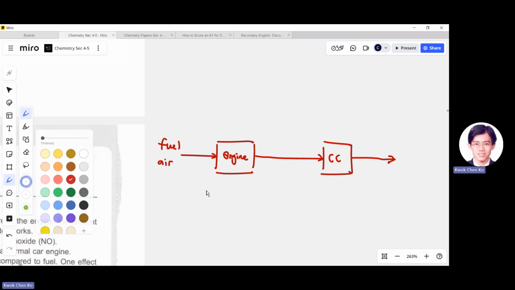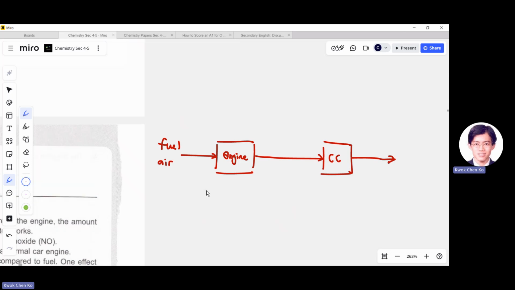Then the thing is this, whatever happens here may be different from whatever happens there. I mean, normally questions are not so specific, but sometimes it can be. So I want you to be very clear. Are you talking about the engine or the catalytic converter?